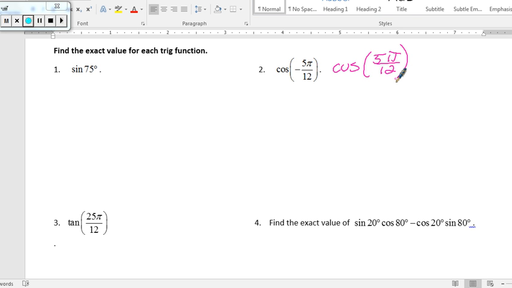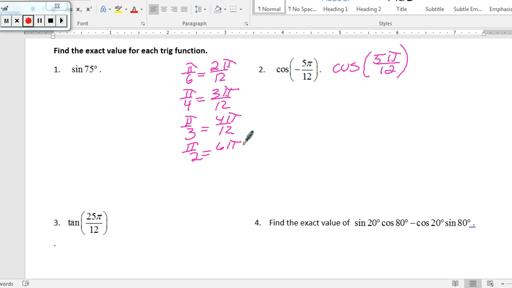For me, it's easier if I make a little list to the side to get all my common angles in terms of 12ths. So for example, pi over 6 is the same thing as 2 pi over 12. Pi over 4 is equal to 3 pi over 12. Pi over 3 would be the same thing as 4 pi over 12. And pi over 2 is the same as 6 pi over 12. So I'm looking to find some here that will get me 5 pi over 12. So if I add these two together, we get 5 pi over 12.